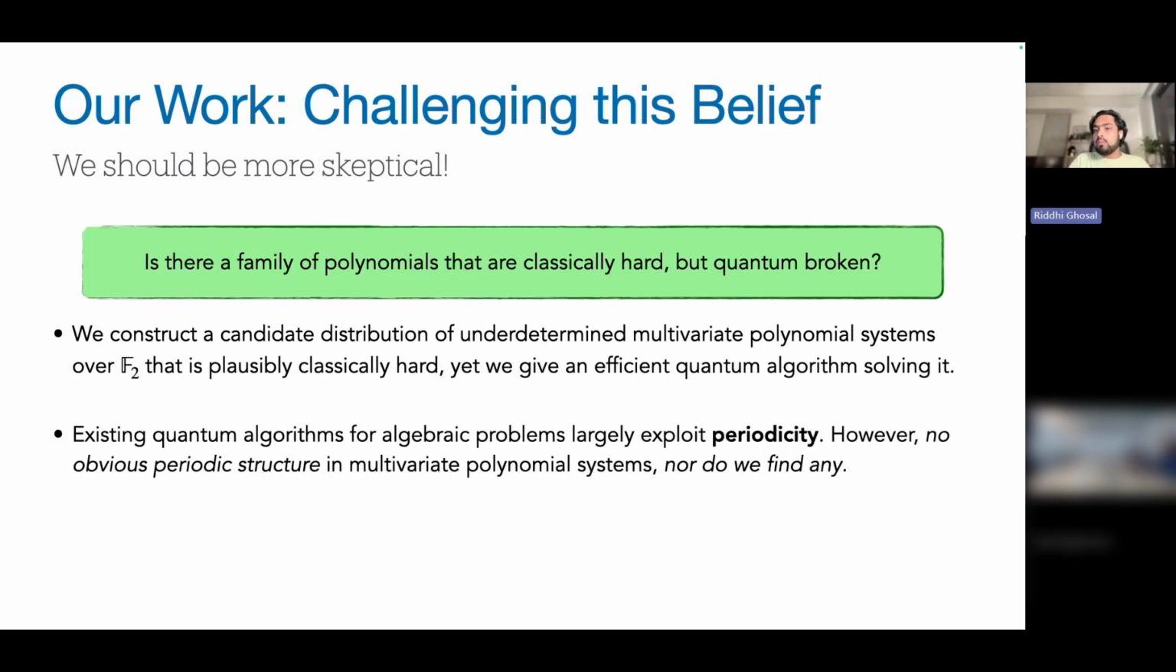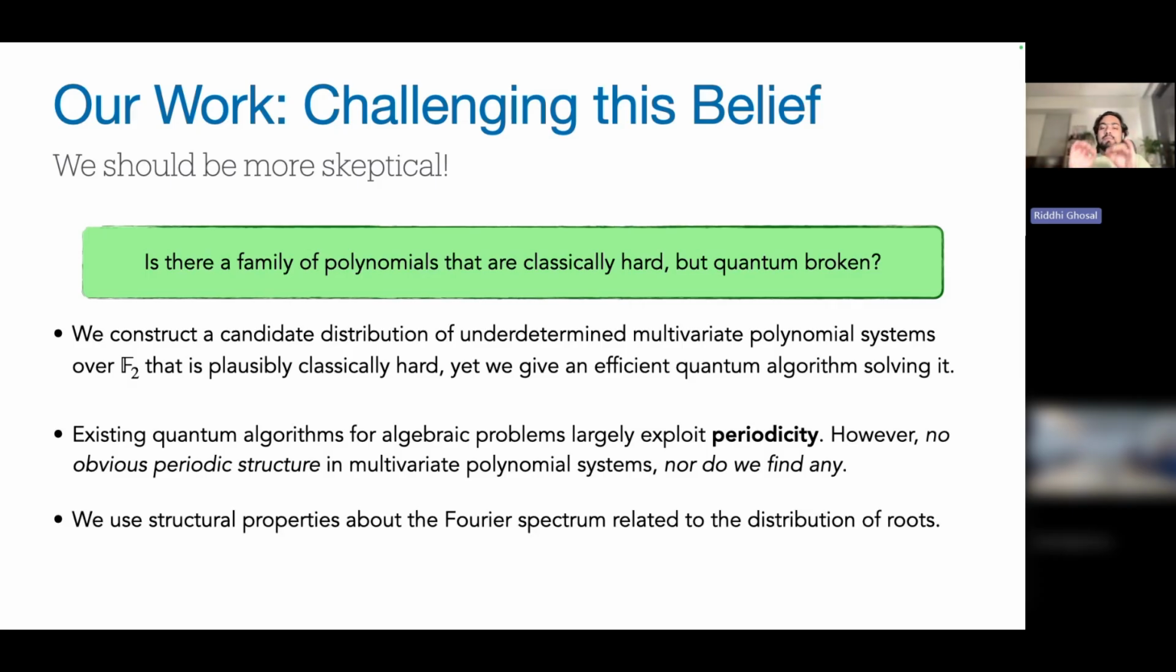And what's interesting about our algorithm and this algorithmic framework is that existing quantum algorithms that broke these algebraic problems relied on periodicity, right? Because most of them are based out of Shor's. So it relies on periodicity. However, multivariate polynomials do not have any such periodic structure. And of course, we don't find any. So what we're doing is exploiting something completely different here compared to what has been done so far. And in particular, we exploit the Fourier spectrum that is created by the distribution of the roots of the polynomials.